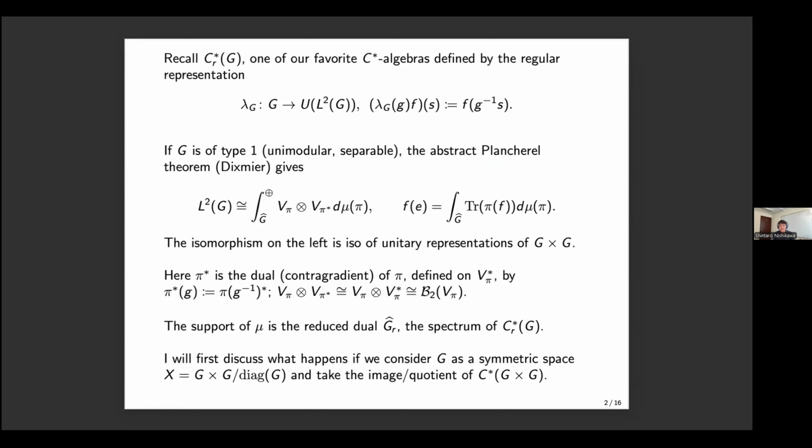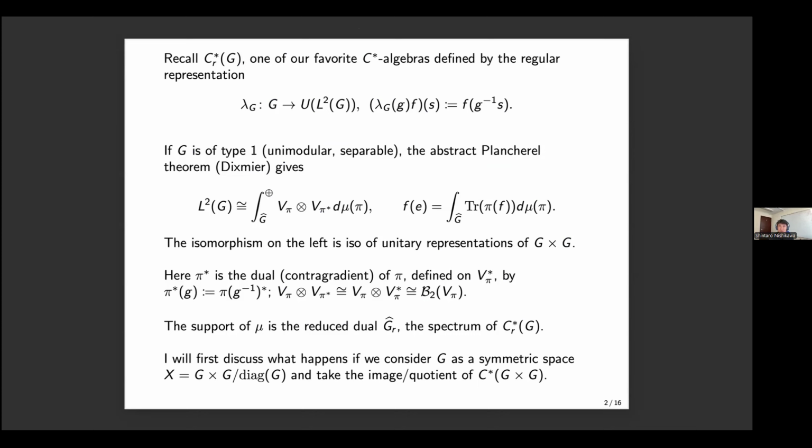So let me start with our favorite C-star algebra, the reduced group C-star algebra, defined by the regular representation, denoted by lambda G. This is the regular representation acting on L2 space by left translations.